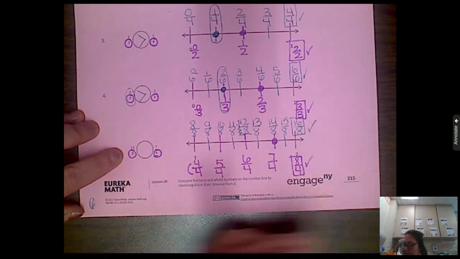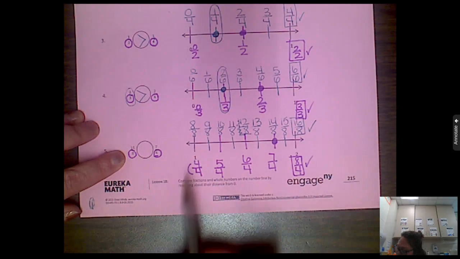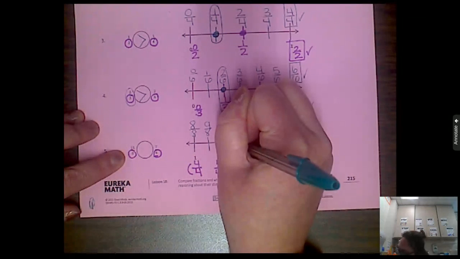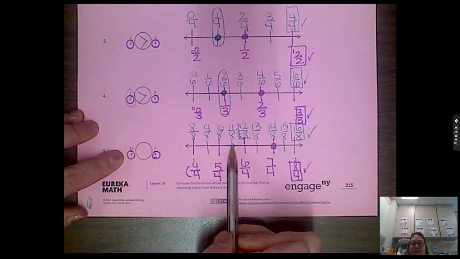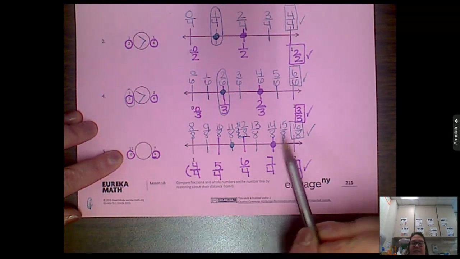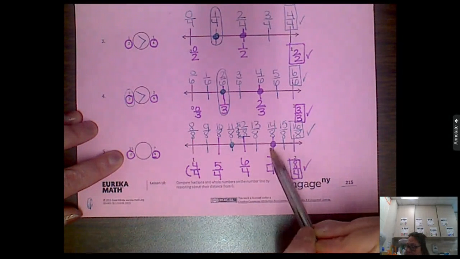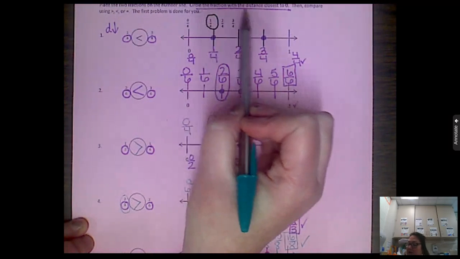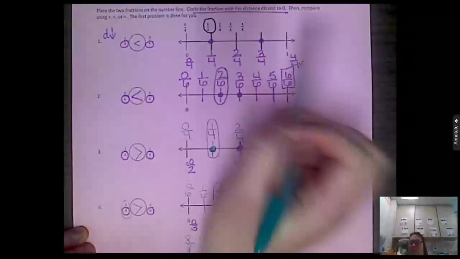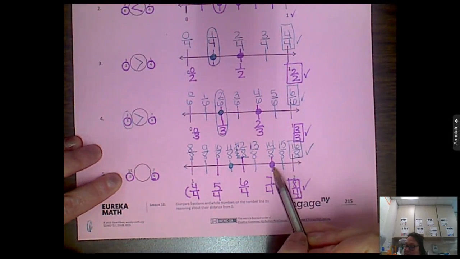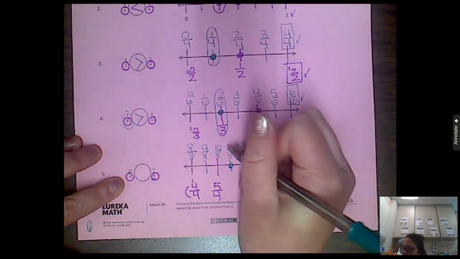Let's put a point on 11 8s, which is right here. So here's 11 8s, and then here is 14 8s, or 7 fourths is what we were comparing it to. So 7 fourths and 11 8s. And then again, our question that we're asking ourselves is, which fraction has a distance closest to 0? So which is closer to 0, 11 8s or 7 fourths? 11 8s. So circle 11 8s.